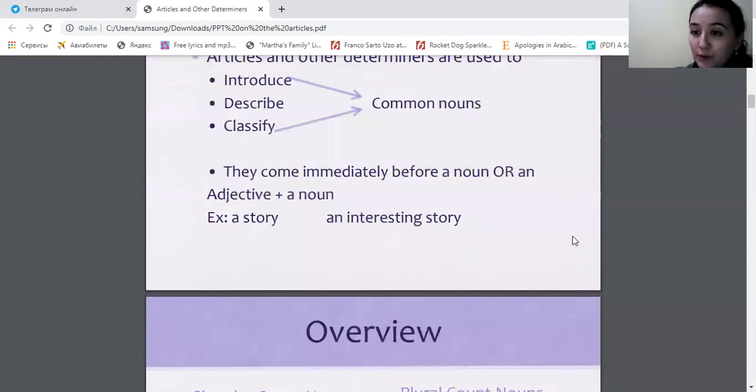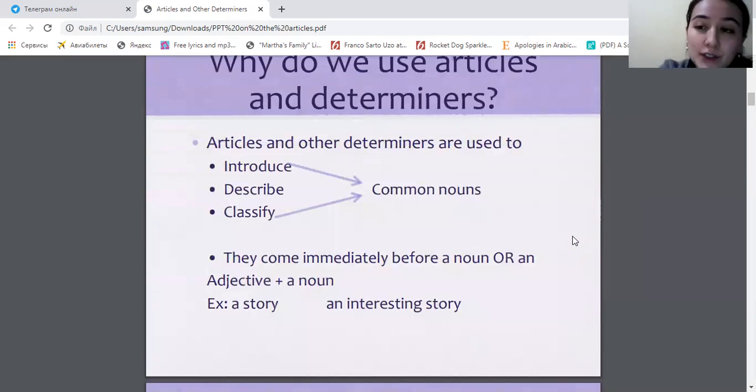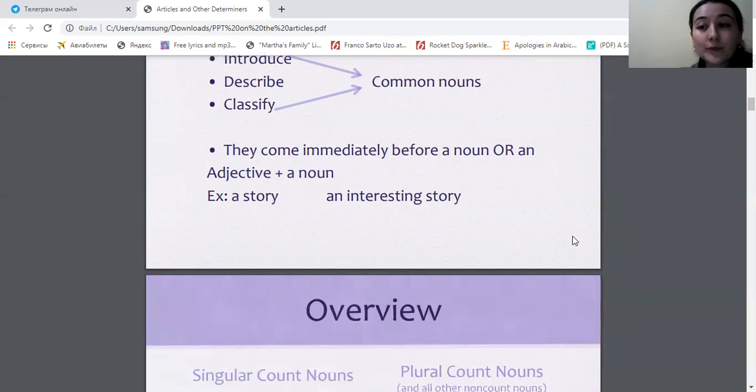So why do we use articles and determiners? Articles and determiners are used to introduce, describe, or classify common nouns. Yes, so they come immediately before a noun or adjective plus noun. So a story or an interesting story. Of course, articles can only come before nouns or phrases like adjective plus noun. So this means that before verbs and adverbs, they cannot be used.